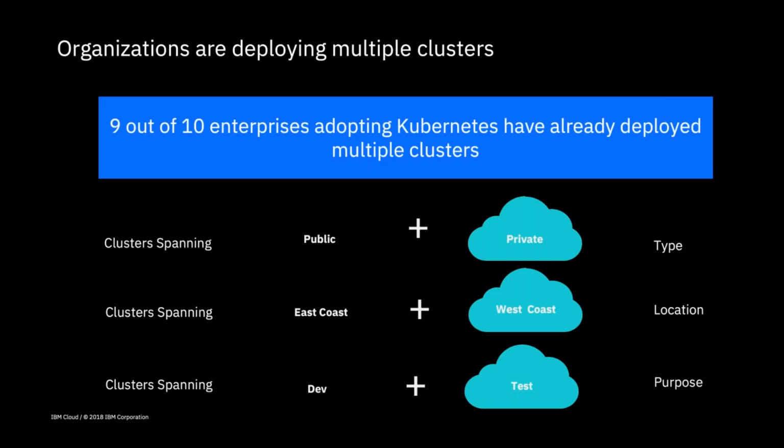What we're also seeing is that multiple clusters are already a reality. So gone are the days of having a cluster in a cloud. Enterprises are managing clouds and clusters that span public and private clouds, that span geolocations, across availability zones in public clouds, clusters that span across dev, test, and into production. Next chart.